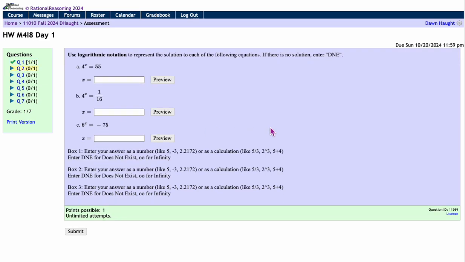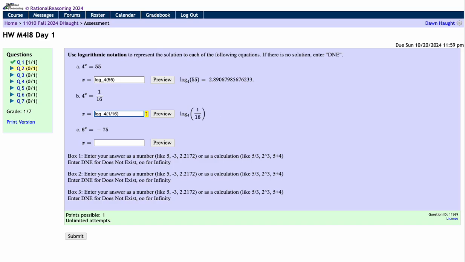Okay, I'm moving on to question number 2. Use logarithmic notation to represent the following. If you don't have an answer, put DNE. Okay, so this time our base is 4. So I'm going to hit log underscore 4. And in parentheses, I'm going to put the 55. Here, I'm going to put log underscore 4, parentheses, 1 over 16. Now that is negative 2. See, it does show negative 2. So if it's an exact answer, you could probably just write negative 2. And then this is a DNE.